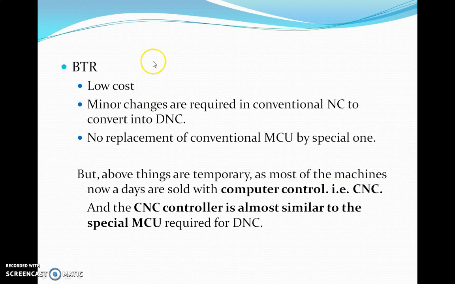BRT is basically low cost. Only minor changes are required to change a conventional NC machine to DNC, and we don't have to replace the conventional MCU with a special one. So these are certain advantages of BRT over the specialized MCU, but these advantages are temporary.